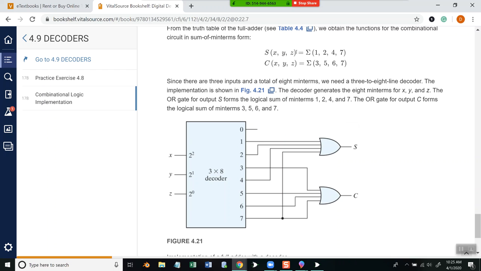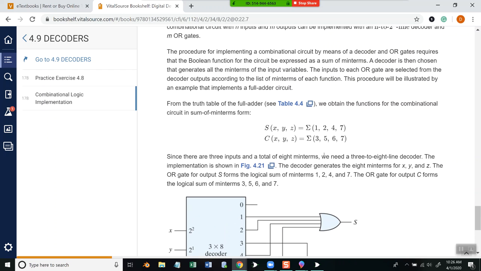it says we obtain the functions for the combinational circuit in the sum of minterms form. S is going to be our 1, 2, 4, and 7. And C is going to be our carry, and it's 3, 5, 6, and 7 coming out of it. And of course, this one branches because we use 7 in 2 places. And that comes from our truth table of the full adder to build these.